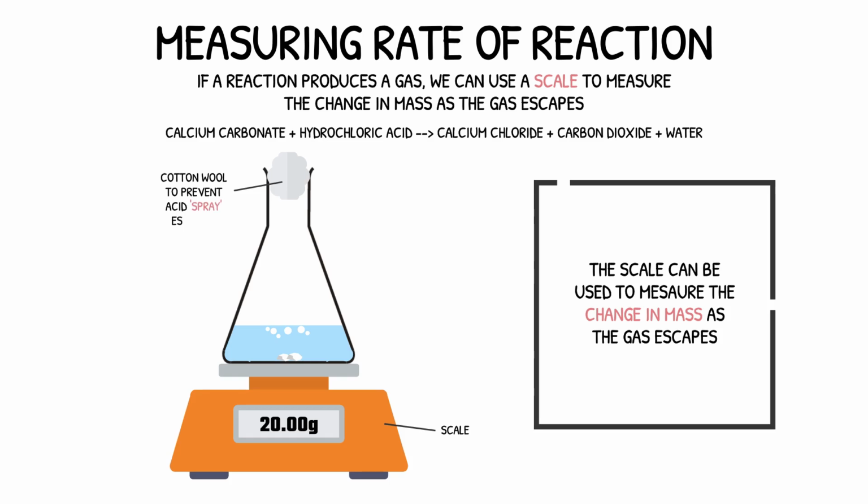Cotton wool is placed at the mouth of the conical flask to prevent acid spray, which would impact the accuracy of the results. However, the carbon dioxide is still able to escape. As the reaction takes place, the carbon dioxide will escape and the reading on the scale will decrease. The faster the loss in mass, the faster the reaction. Once the reading halts, we know that the reaction has come to an end.